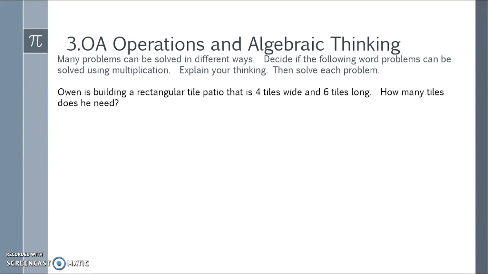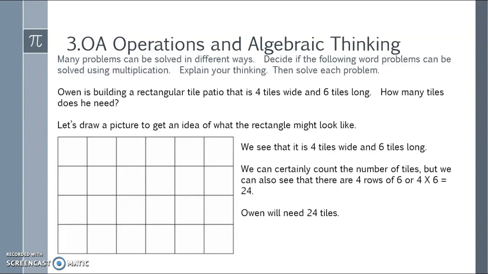Owen is building a rectangular tile patio that is 4 tiles wide and 6 tiles long. How many tiles does he need? Let's draw a picture to get an idea of what this might look like. We see that it is 4 tiles wide and 6 tiles long, just as the word problem described for us.